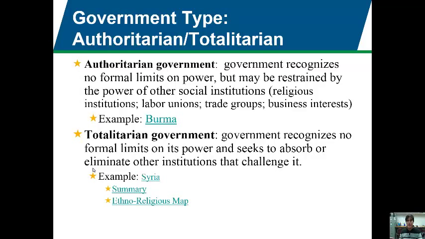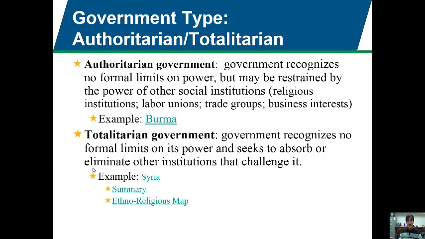The other one that I like to use for authoritarian government is the Iranian government. The Iranian government has a president who is basically an authoritarian figure, but he is restrained in what he can do by the religious institutions, the Islamic religious institutions within Iran. He has pretty much absolute power with no formal limits. But if the Islamic religious institutions were to say that he can or can't do this, he would have to listen to that.